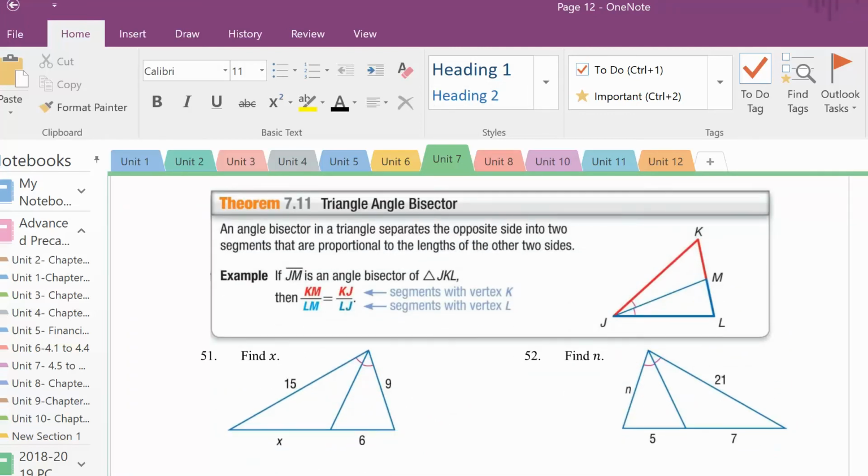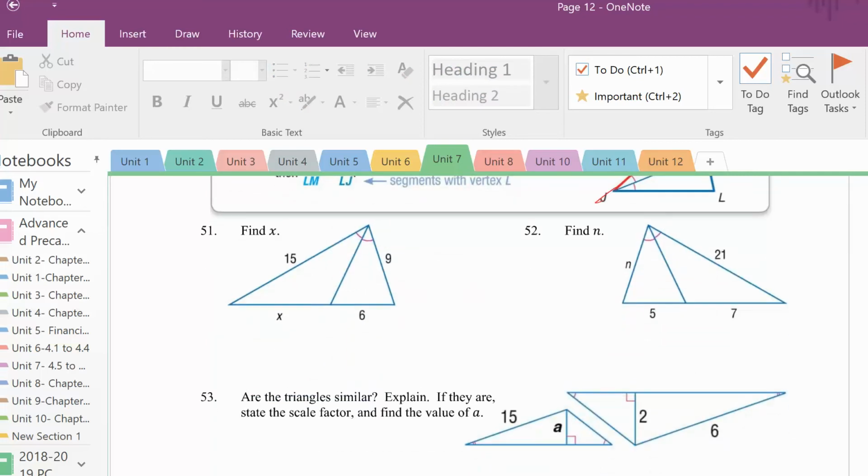The triangle angle bisector theorem. So an angle bisector in a triangle separates the opposite sides into two segments that are proportional to the lengths of the other two sides, meaning whatever the ratio of KJ to JL, that is going to be the same ratio as KM to LM. So for example here, whatever the ratio of 15/9, that is going to be the same as x/6. So then you just cross multiply. So 9x equals 90. So x equals 10.